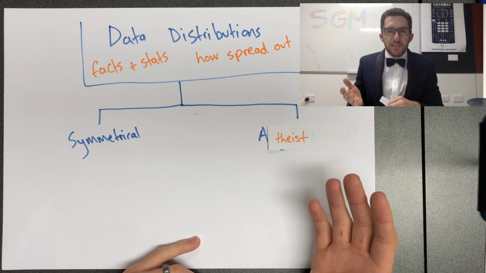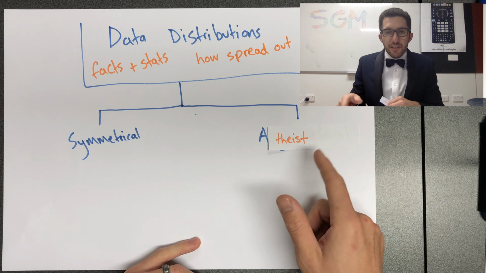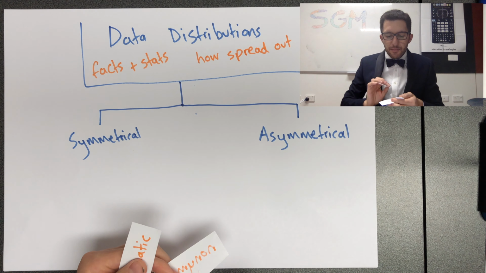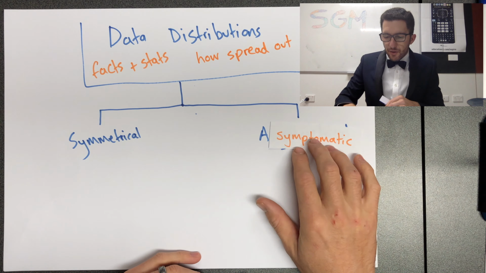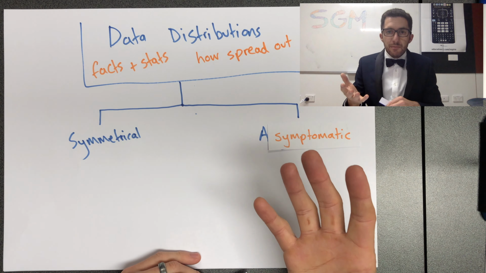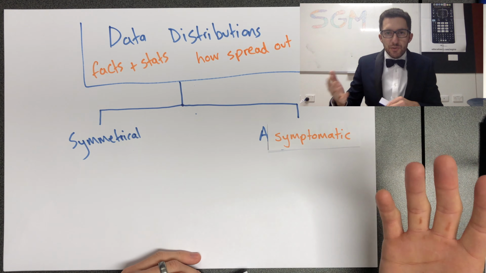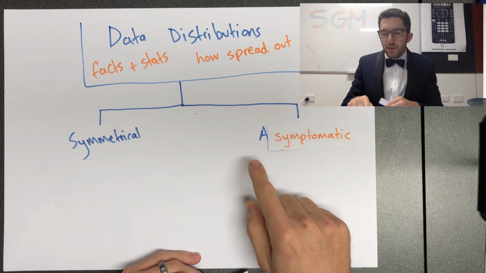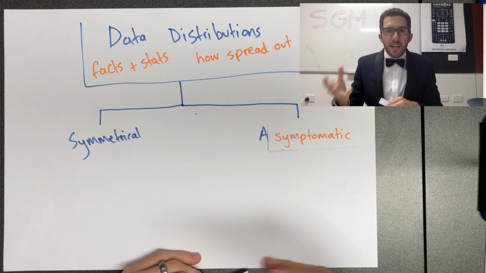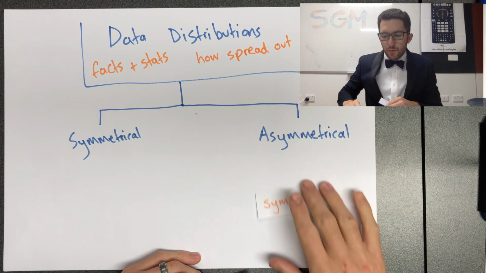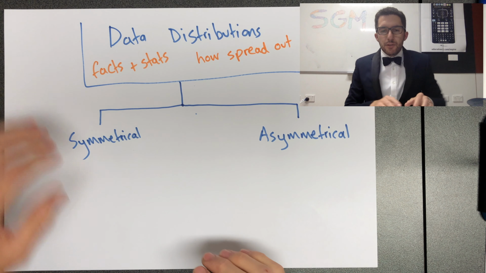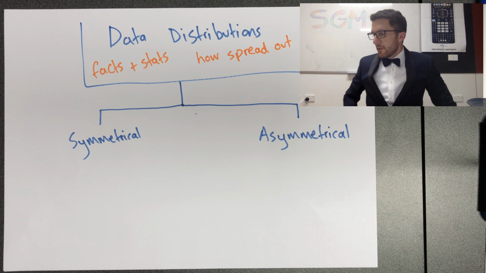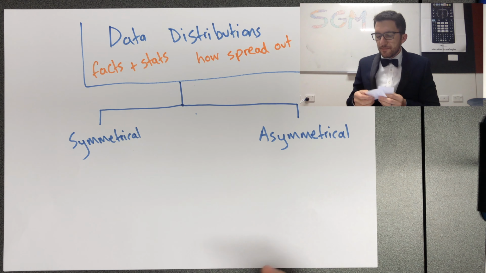Atheist, so a theist is someone who would believe in God. An atheist is someone who doesn't believe in God, so not God, without God. One last example, symptomatic. So if you're symptomatic, that means you're showing symptoms of a disease or an infection or something like that. You've got a cough or a cold, sniffly nose, things like that. So asymptomatic means that you're without symptoms. So the A means not or without. And so we've got these distributions which are symmetrical and then not symmetrical. So let's have a look at the not symmetrical ones.